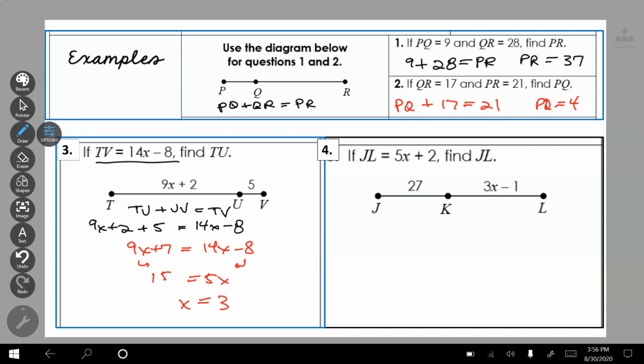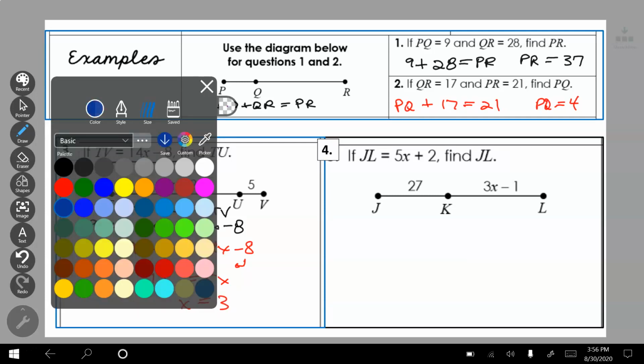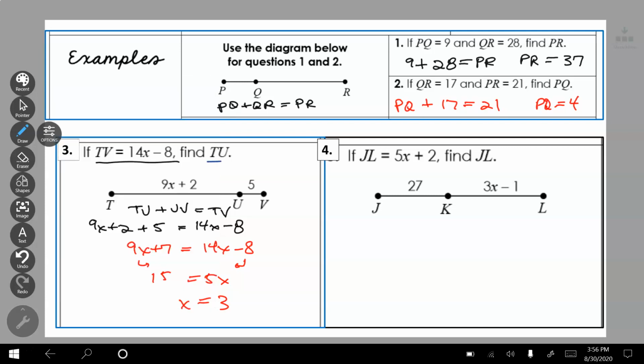But that's not really the question. The question is, how long is TU? Well, TU is that, 9x plus 2. So TU is equal to 9 times 3 plus 2. So TU is 27 plus 2 is 29. Got to make sure I answer the question that's being asked.